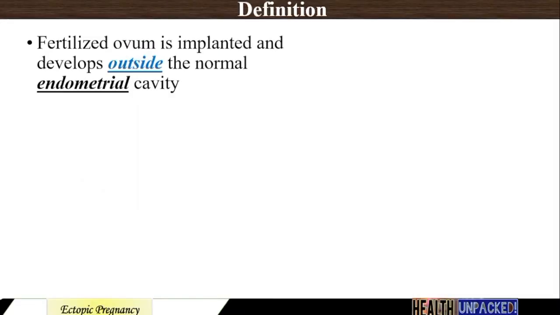So starting from the definition, ectopic pregnancy is very simple. When a fertilized ovum is implanted and it develops outside the normal endometrial cavity, that's called ectopic pregnancy. Normally, the implantation site for the fertilized ovum is inside the uterus. So if it is outside the uterus, that is called ectopic pregnancy.